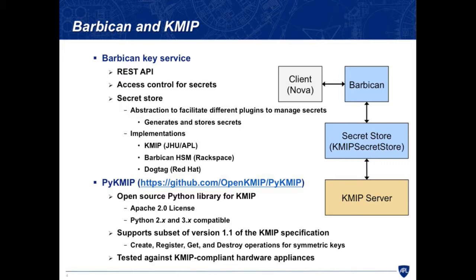There are several different implementations. We have worked exclusively on a KMIP implementation. KMIP stands for the Key Management Interoperability Protocol, which is an OASIS standard for key management or for interacting with hardware appliances for key management. But there are several other implementations as well. There is a Barbican HSM, which has been developed by Rackspace. There is also a DogTag plugin, which has been developed by Red Hat.